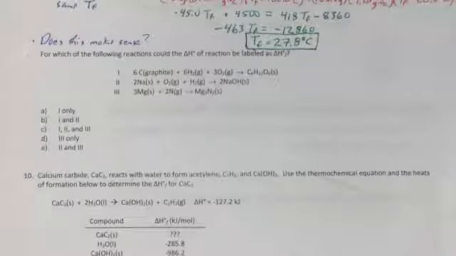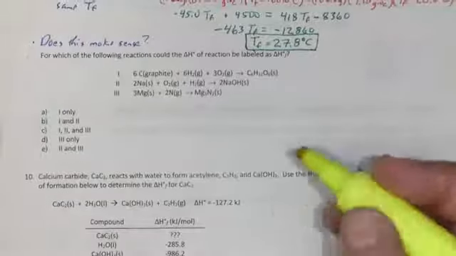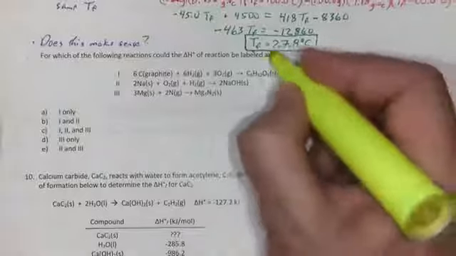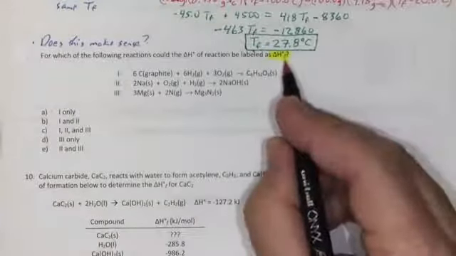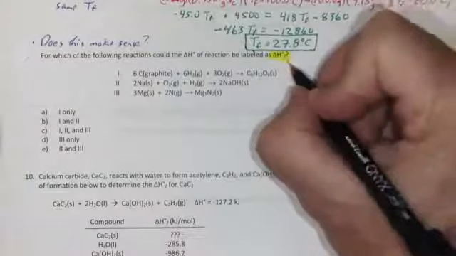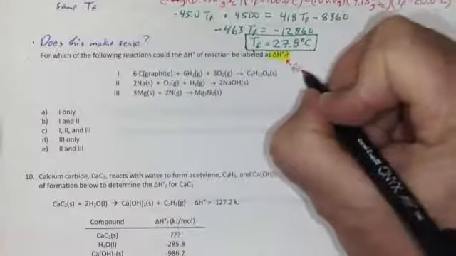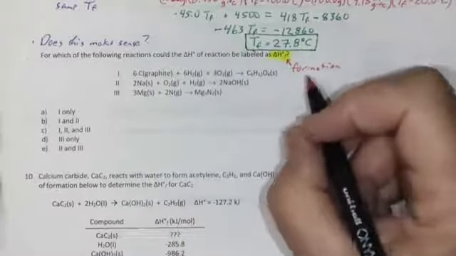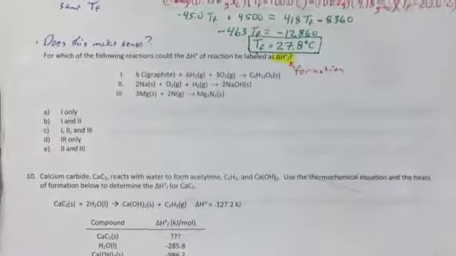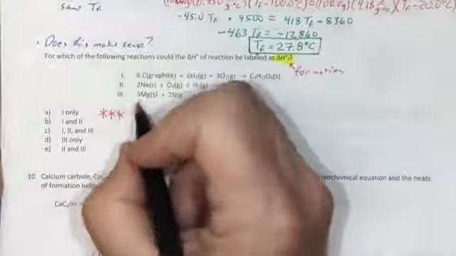Question number 9 says, for which of the following could the delta H0 of the reaction be labeled as delta H0 sub F? Now the delta H0 sub F, you need to know what that is. What does the subscript F stand for? The subscript F stands for formation. Okay, and so this is the delta H sub formation, I'm going to put asterisks here. You need to know this. This is a definition you need to know.